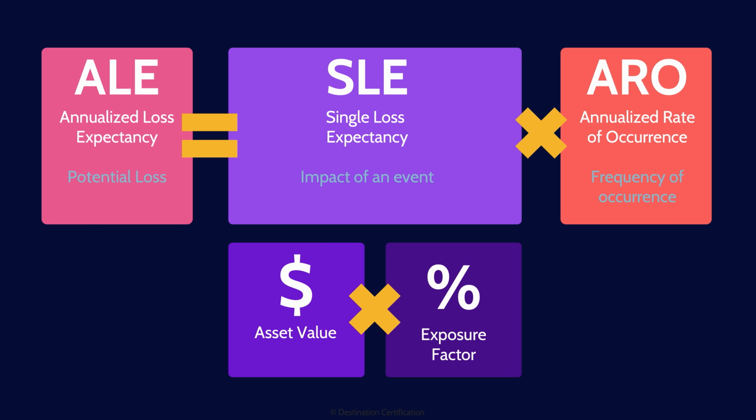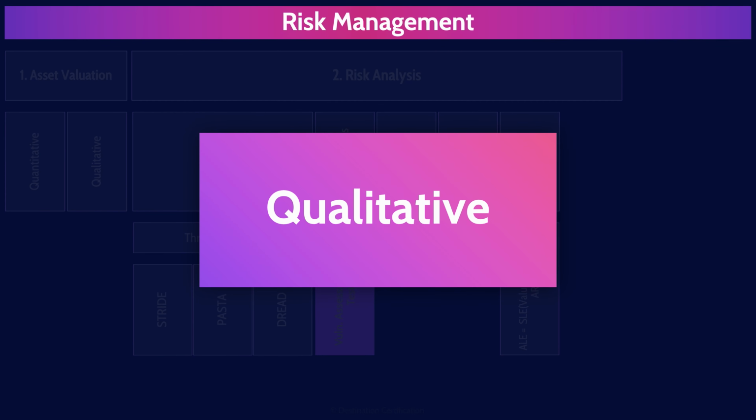So it's a very simple formula that we would love to use at all times, but unfortunately we can't, because the three simple numbers we need, the asset value, the exposure factor, and the annualized rate of occurrence, are often totally impossible to determine with any sort of reasonable accuracy. And that is what forces us to use qualitative analysis most of the time. It's exactly the main reason. Like I said before, qualitative analysis is a relative ranking system. It's not amazing, but a whole lot better than nothing.